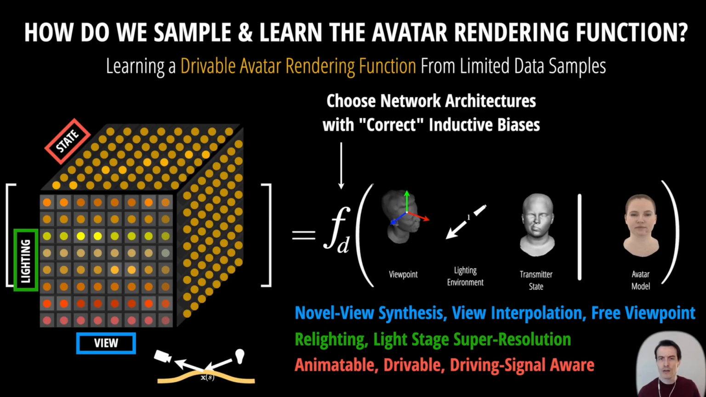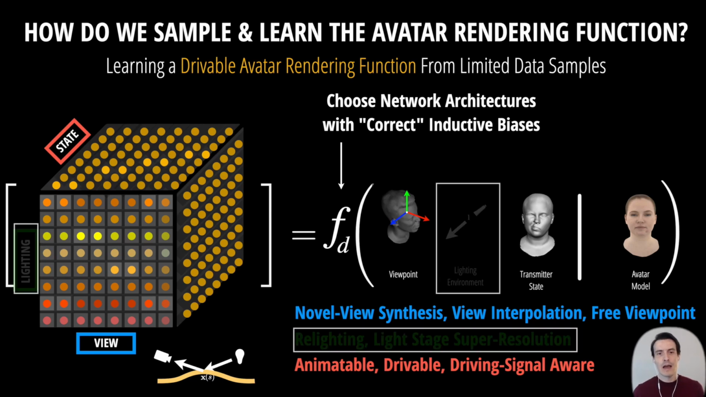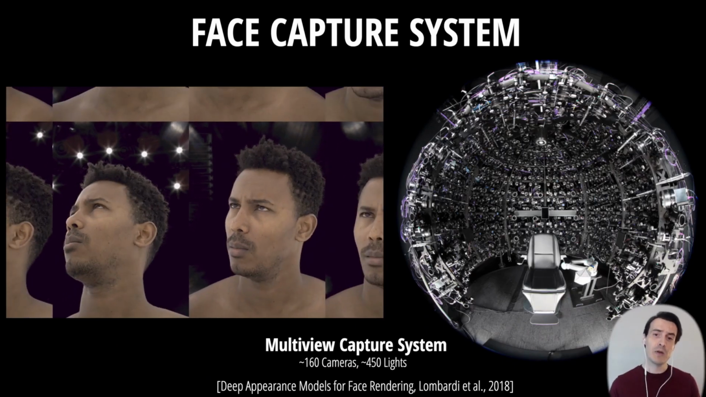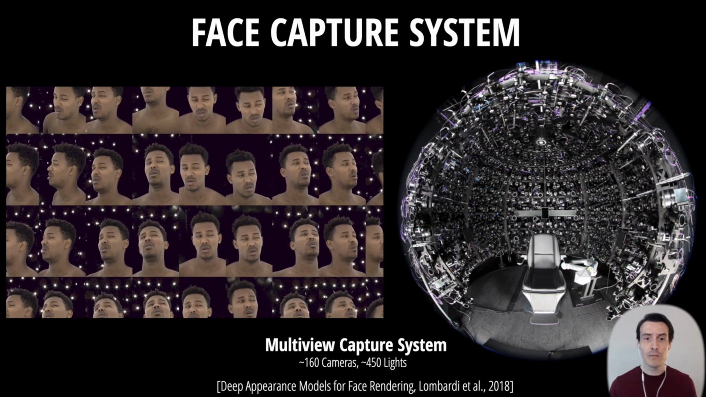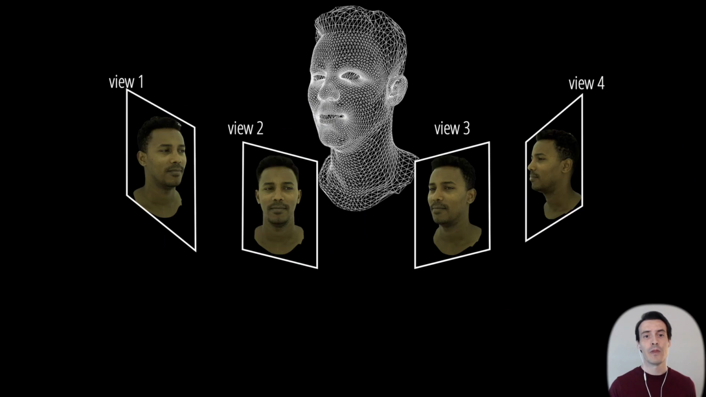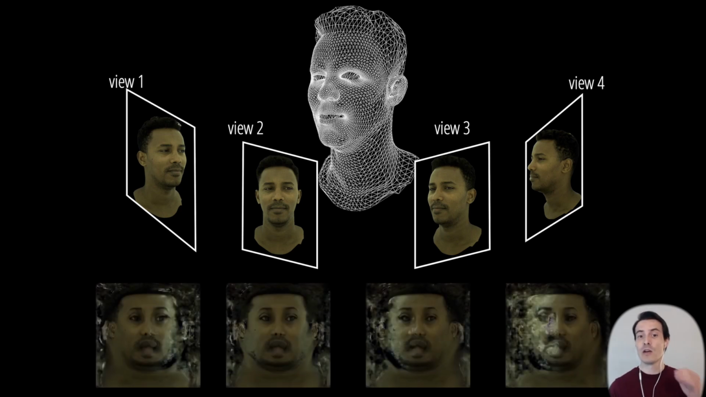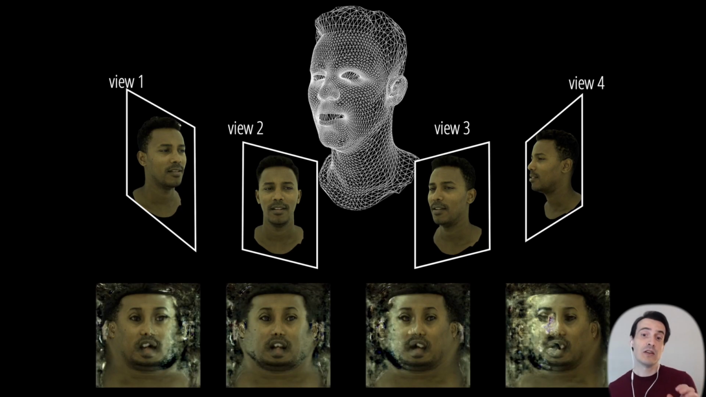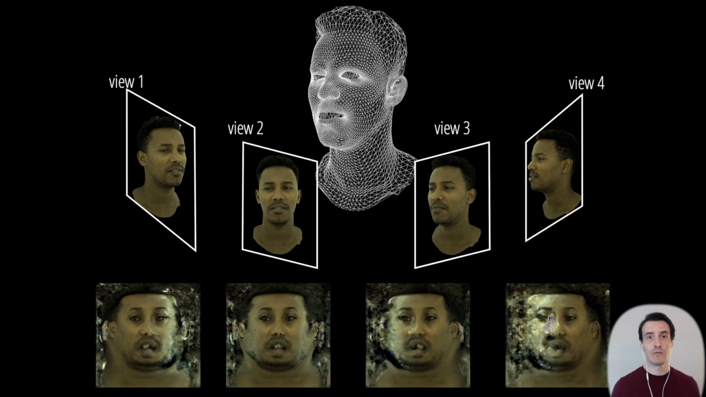So before we look at the full function, let's consider a simpler setting without the light variation. And this is the setting that Stephen was describing earlier, where a multi-view capture system can capture a set of facial expressions, and we can build an avatar that interpolates across viewpoint and expression by tracking a coarse mesh of the face and learning a decoder that generates this mesh and a view-dependent texture map that can be rendered onto the mesh.